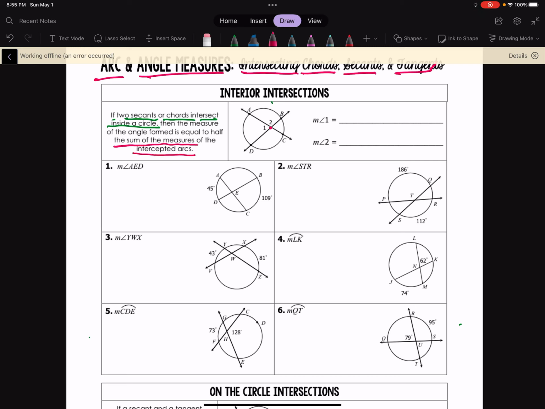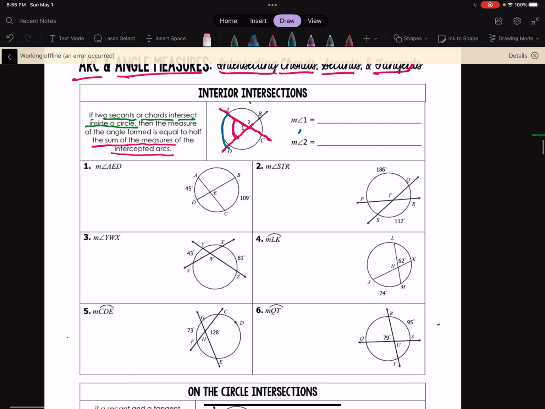So what are we doing? This angle is created by the intersection point here. Which one is the intercepted arc? That is the intercepted arc. So this angle 1 is equal to half the sum of the measures of the intercepted arcs. Another intercepted arc is here, right?